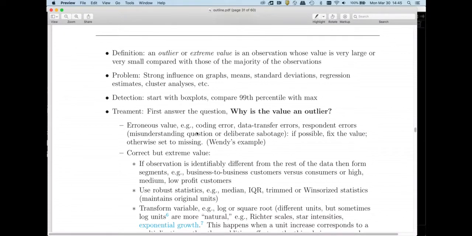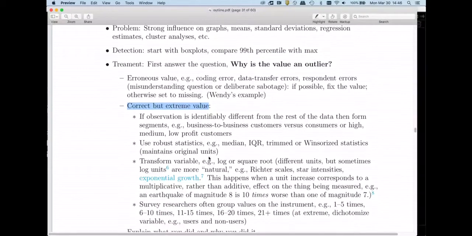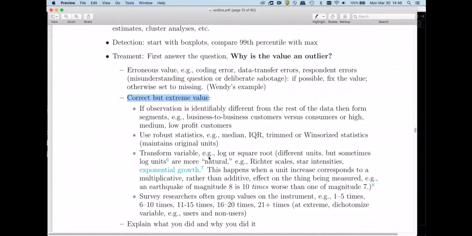And the other possible answer is it's a correct but extreme value. If we have a population of people and there's some billionaires in there, the billionaires would really have very large incomes and would be well separated from most of the distribution. But those are correct values. They're just extreme. So what do you do? So there's not a simple answer to the correct but extreme value case.